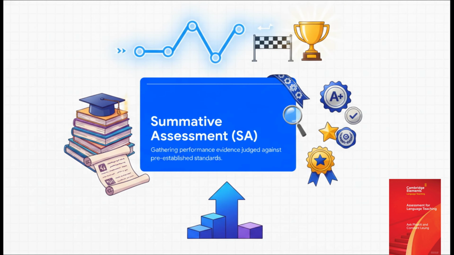Then, on the flip side, we have summative assessment, or SA. This involves gathering evidence of students' performances and judging them against pre-established learning outcomes, standards, or benchmarks. Now, you might be wondering, where exactly is the boundary between FA and SA? Well, SA is really about cumulative evidence. Its core purpose is to look backward at what has been achieved, and it's usually collected at the very end of a learning period. Think of a final exam or an end-of-term project.